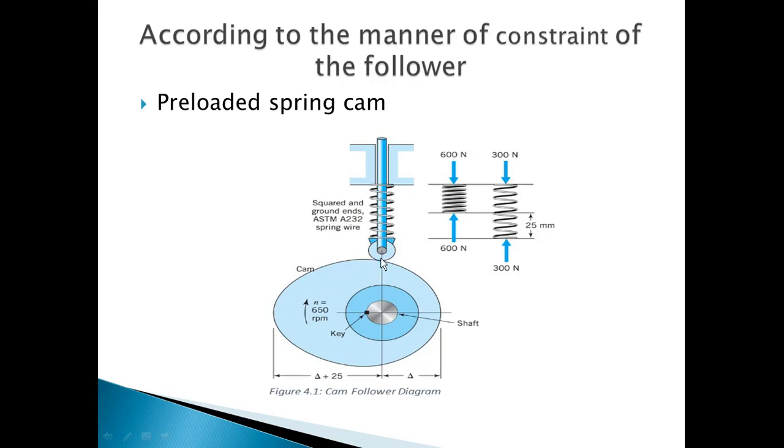In order not to lose this point of contact, we apply a spring between the guideways and this roller follower, so that it will push it in a downward direction, and the point of contact remains forever. They are not going to lose the point of contact. That's why it is called a preloaded spring cam.